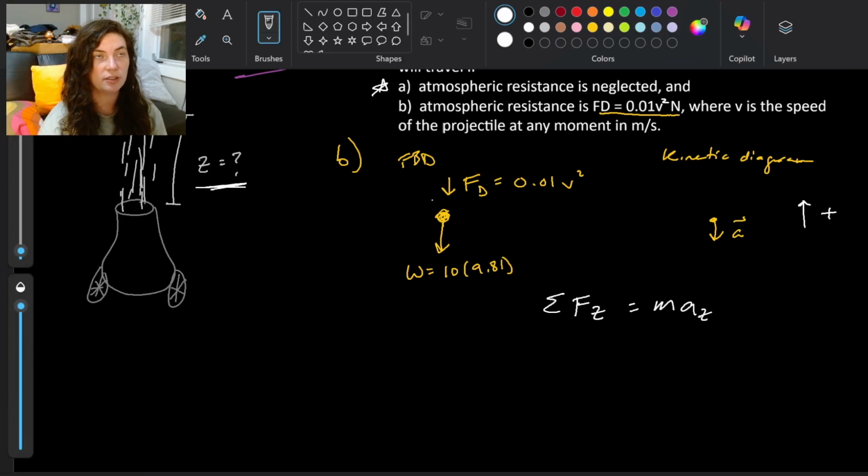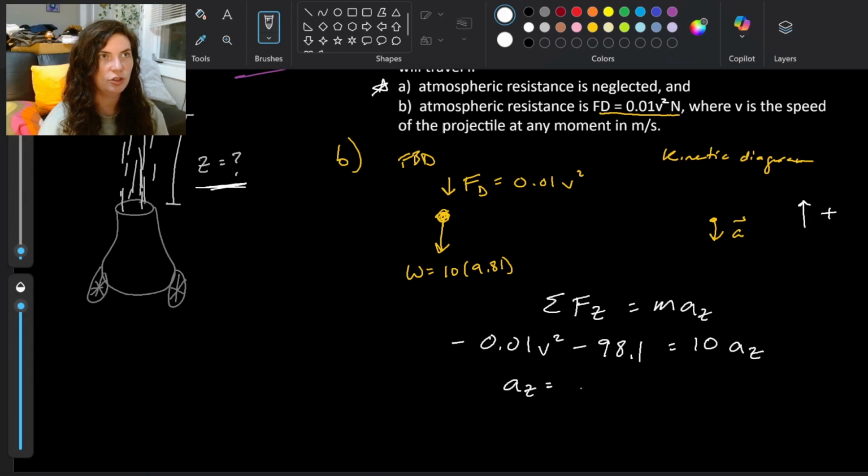Now I've got two forces in my free body diagram. I have negative Fd, which I'm going to go ahead and just put in as 0.01 v squared, minus 98.1 newtons, that's from the weight of our projectile, equals mass, we know the mass of the projectile, it's 10 kilograms, times AZ.